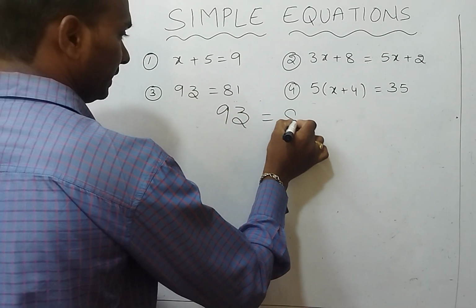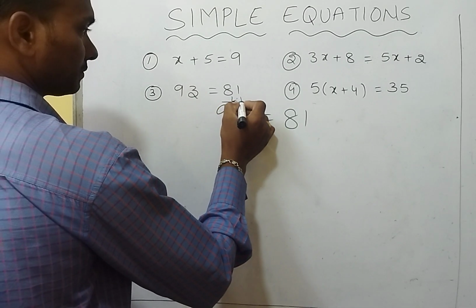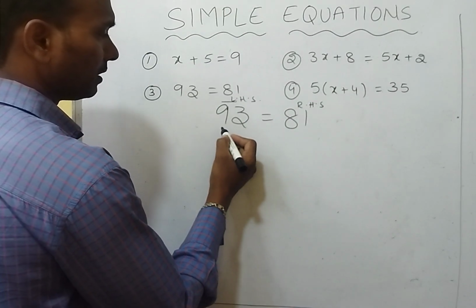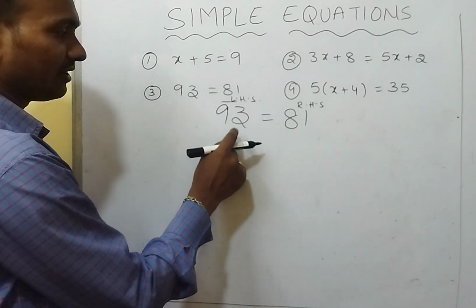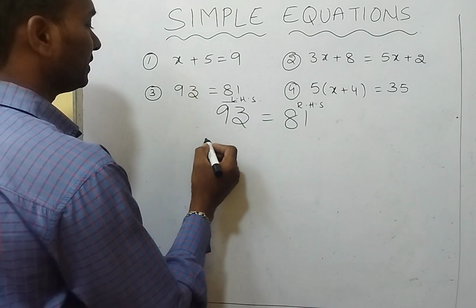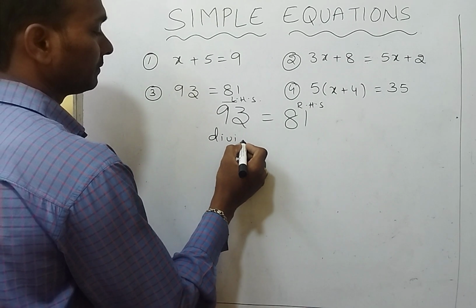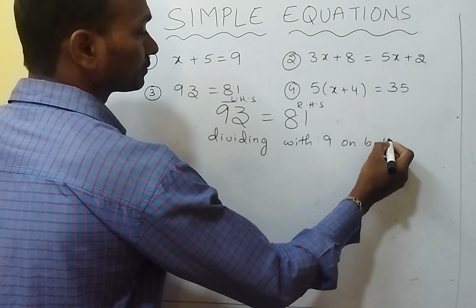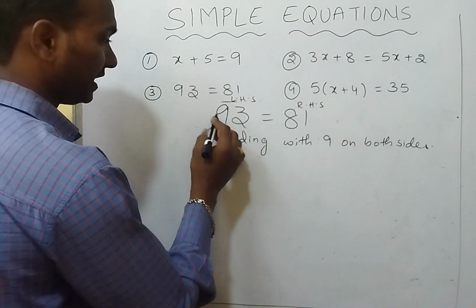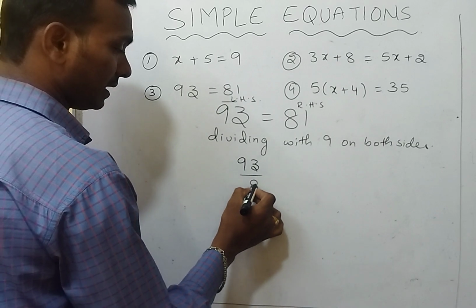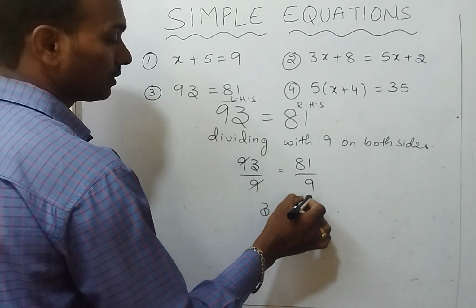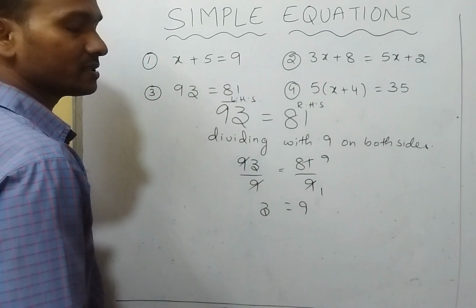Next question. 9z equal to 81. See, this is called the left hand side. This is called the right hand side. So z is a variable and 9 is a number. Only variable should be in the left hand side. To eliminate this number, what are we doing? Dividing by 9 on both sides. 9z by 9 is equal to 81 by 9. The 9 cancels. z is equal to 9 times 9 is 81, so 9 is the answer. So very simple.